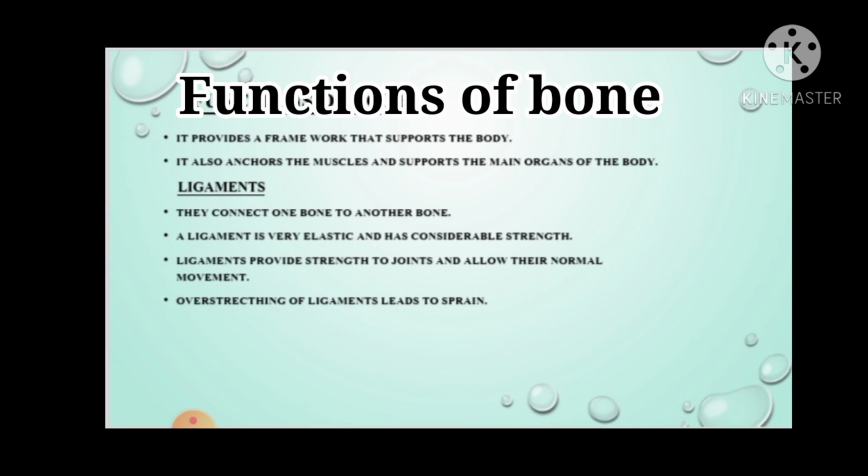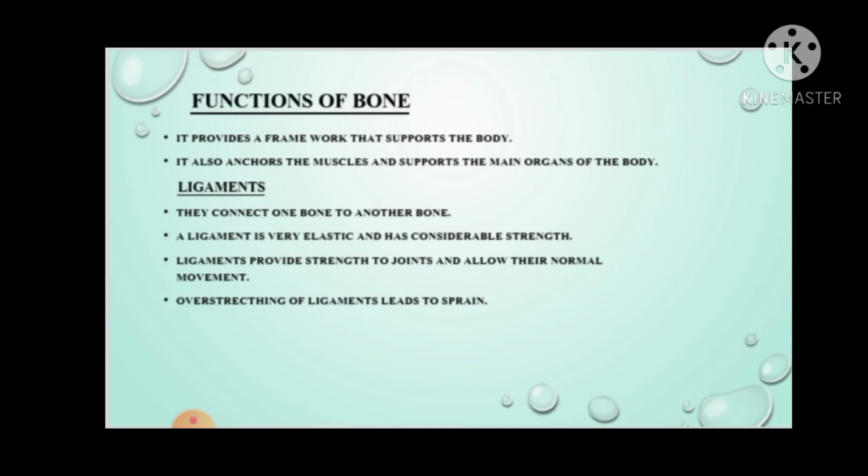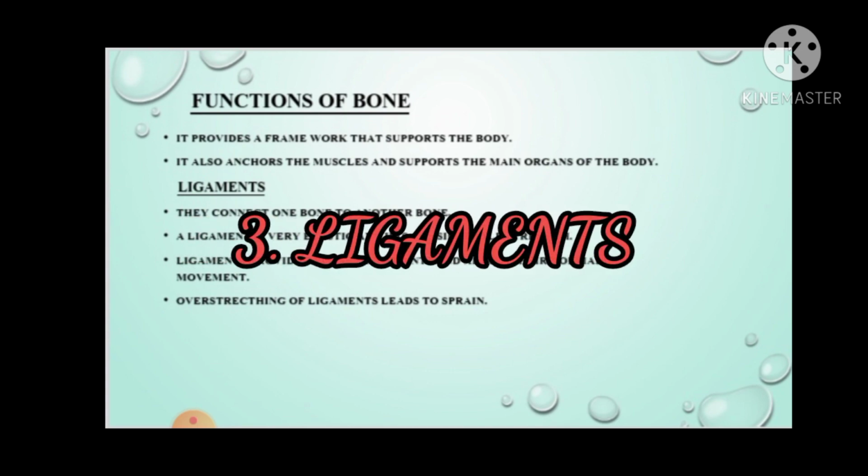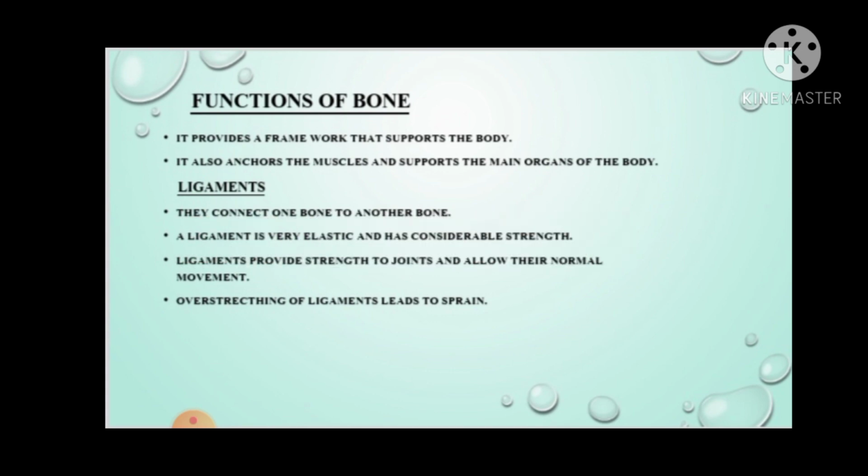Functions of bone. It provides a framework that supports our body. It also anchors the muscles and supports the main organs of the body. Now, next connective tissue is ligaments. What do they do? It is also a solid connective tissue and it connects one bone to another bone.